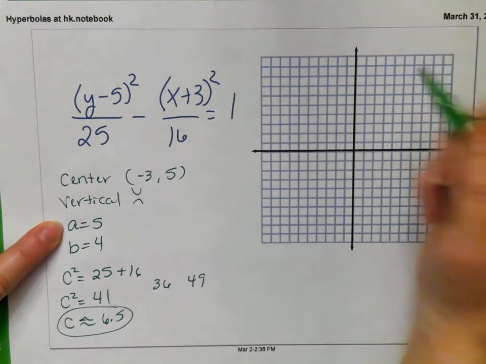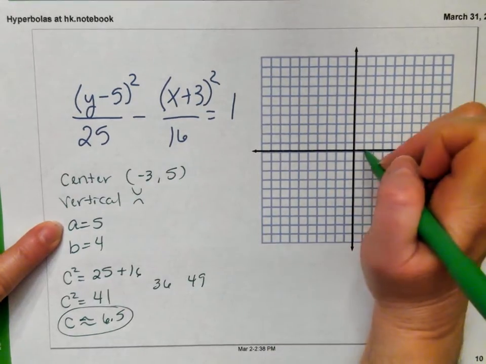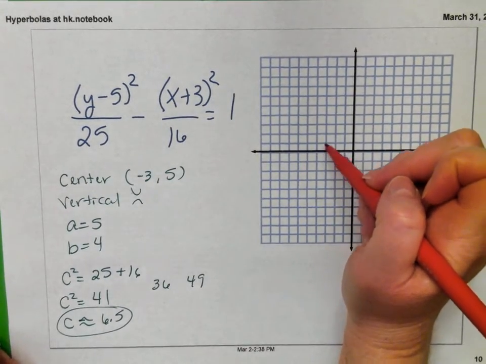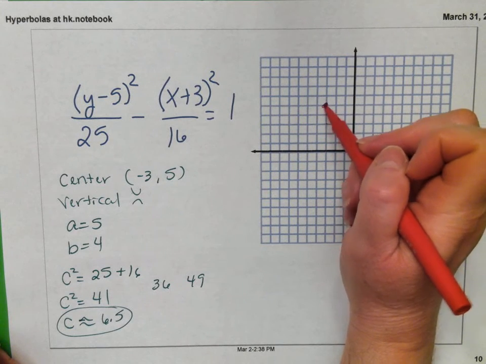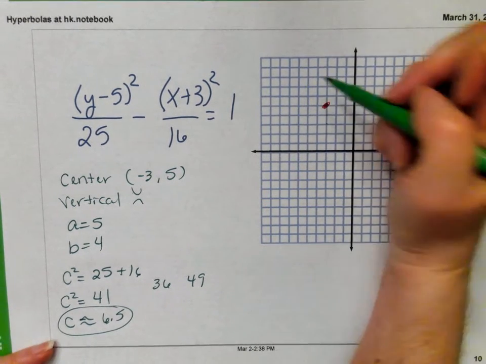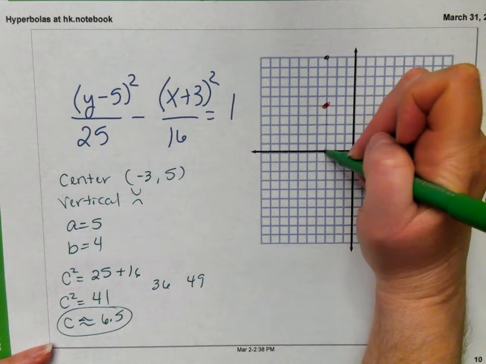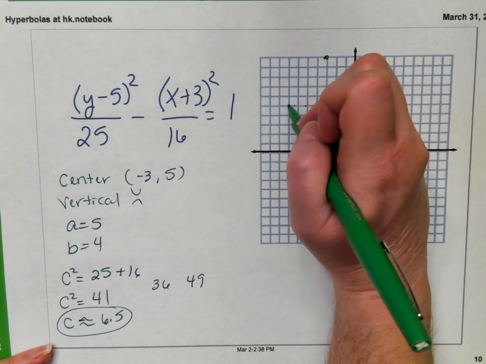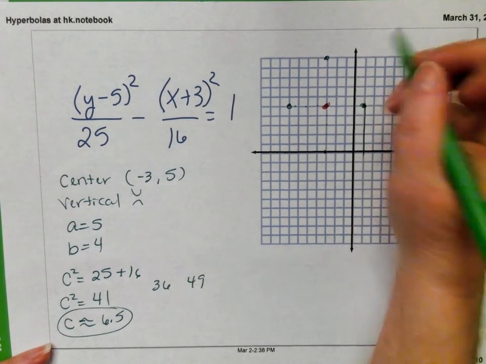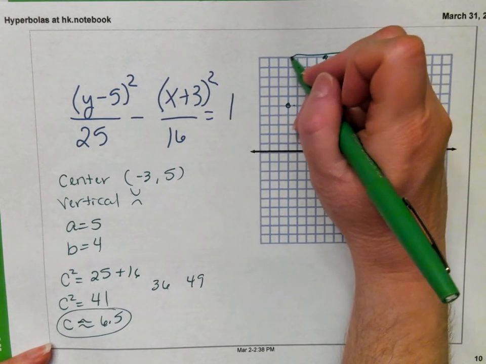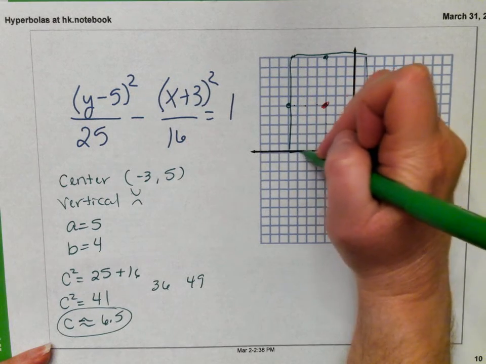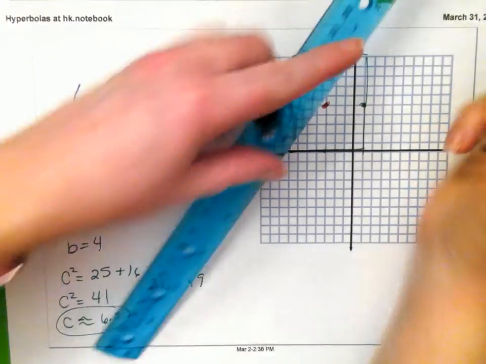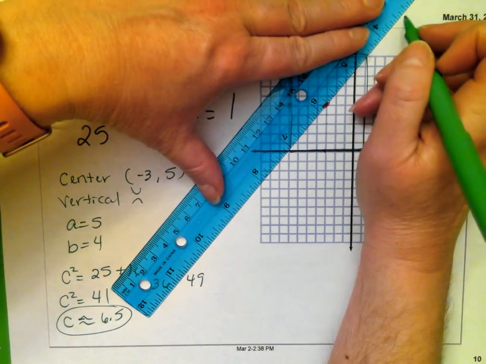Here we go. We're going to take 5 and go up and down from my new center. Let's get the center here. Negative 3, 1, 2, 3, and 5. There it is. 5 up and 5 down. Left and right 4, 1, 2, 3, 4, 1, 2, 3, 4. I'm going to draw my box. There it is. I'm going to grab my straight edge and make my asymptotes.